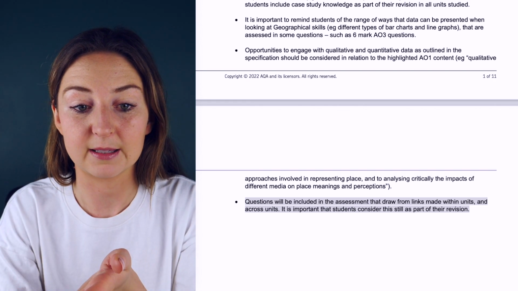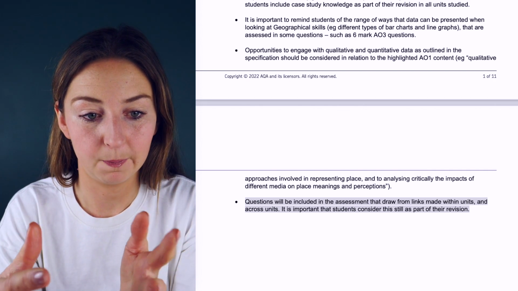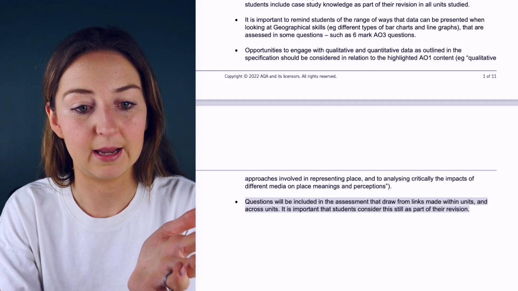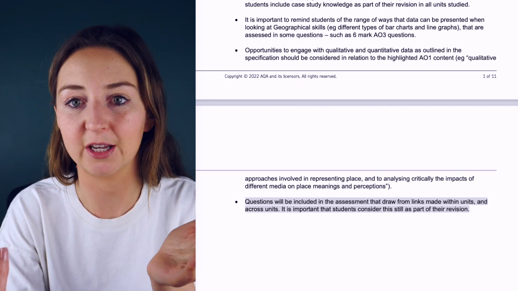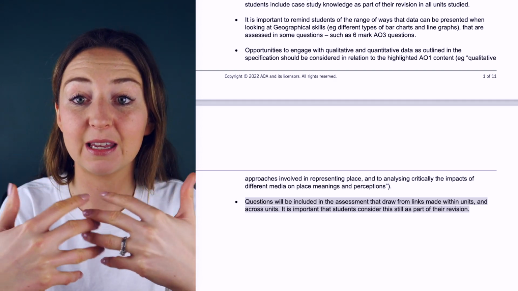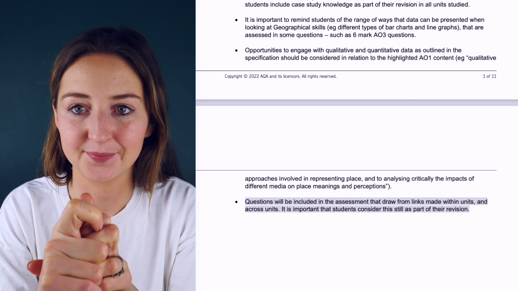So what this means is that you will still get asked a synoptic question. For example, there might be a question that links changing places and globalization. I've seen that before, or globalization and hazards. So make sure you're seeing the links between different parts of the topic.